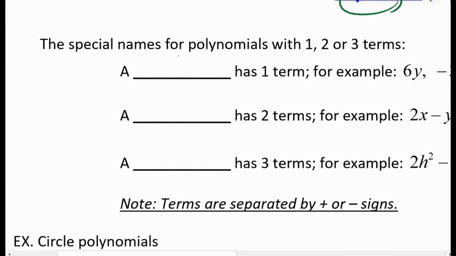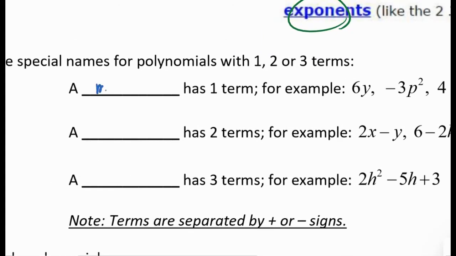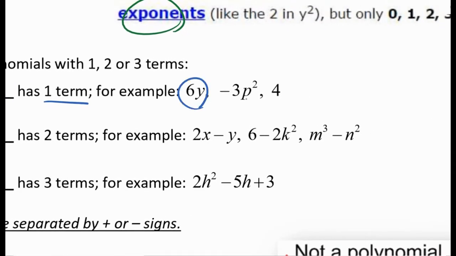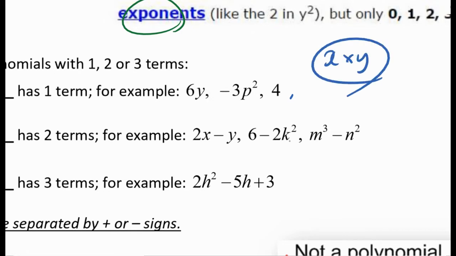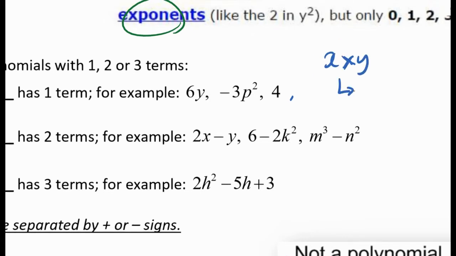So special names for polynomials with 1, 2, or 3 terms. A monomial has 1 term. For example, 6y, negative p squared, and 4. What about this one? What if I have x times y? Is this the monomial? Yes, it is. As I said, we omit multiplication sign in high school. So we omit the multiplication sign, and xy is a monomial. So when I ask you, is this the monomial? You should say yes.